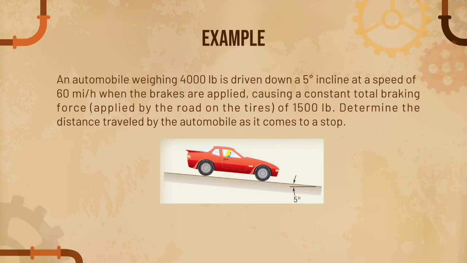Example: an automobile weighing 4,000 pounds is driven down a 5-degree incline at a speed of 60 when the brakes are applied, causing a constant total braking force of 1,500 pounds. Determine the distance traveled by the automobile as it comes to a stop.